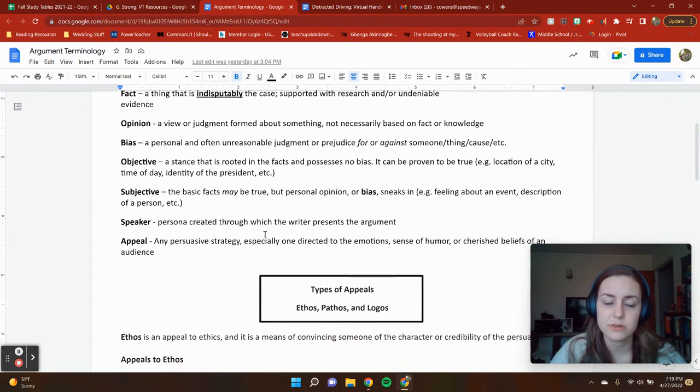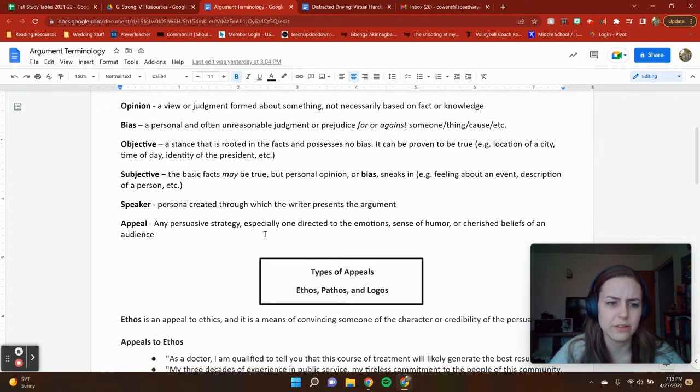Things like bias, right? It's a personal judgment that you have for or against something. So maybe, I don't know, maybe you're biased against the color purple because it was your sister's favorite color and you hated that. Something like that, right? But it's just some kind of unreasonable judgment that you have for or against something. We talk about a lot of bias when we discuss things like race or gender. People have certain biases about those things.